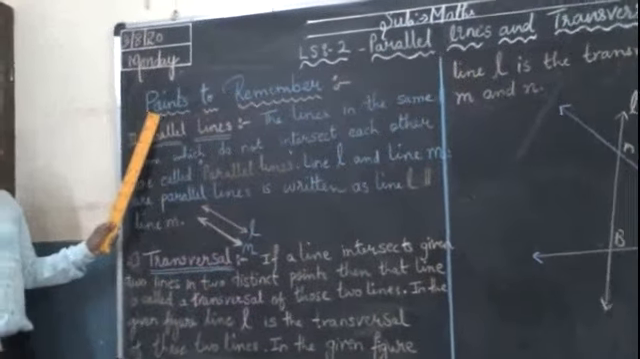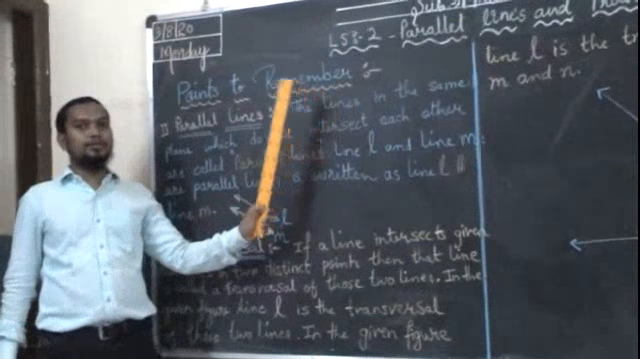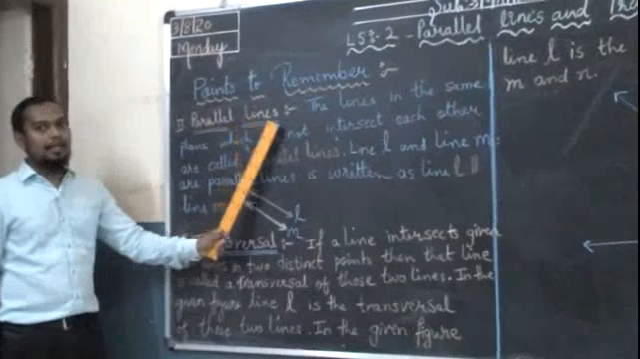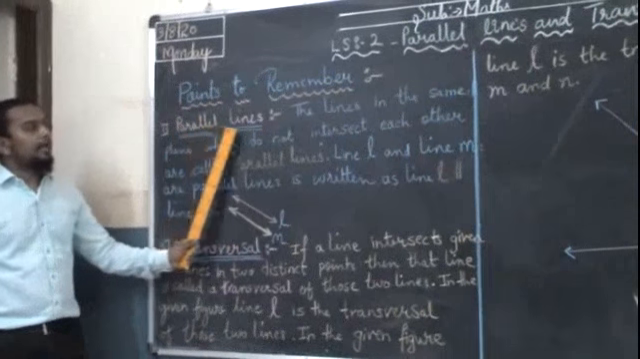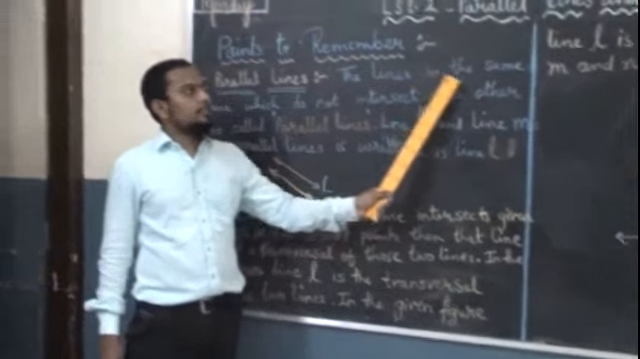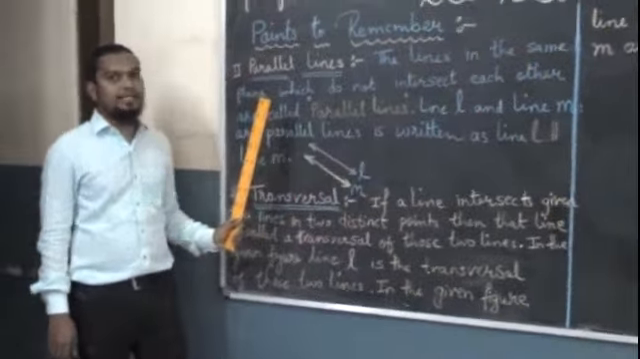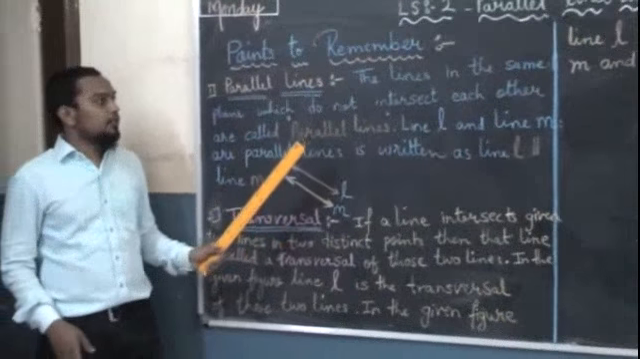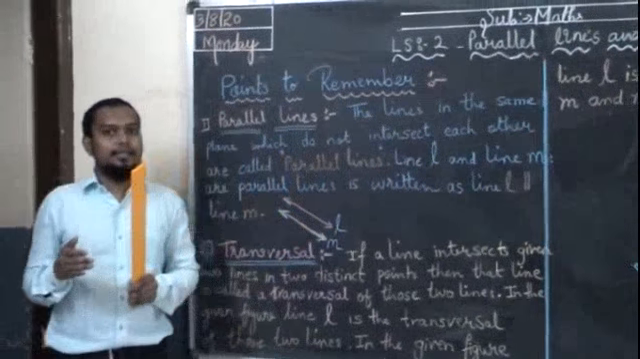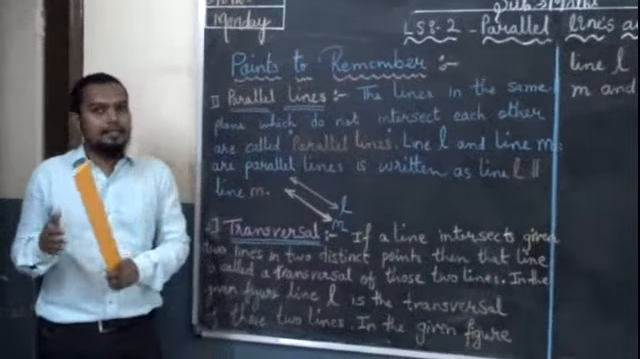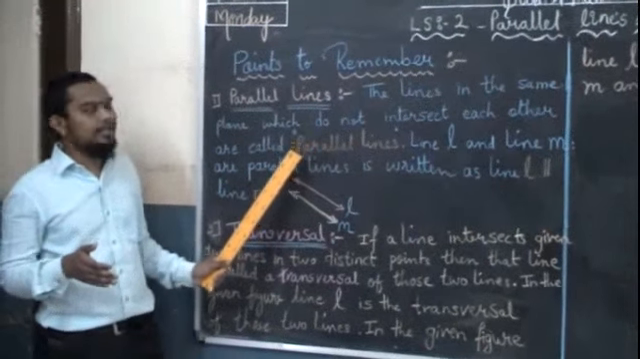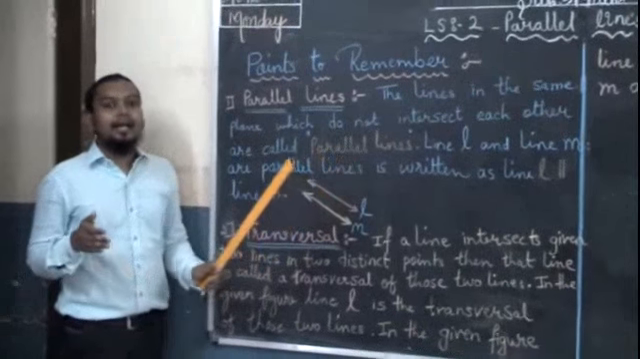Points to remember. First one, parallel lines. The lines in the same plane which do not intersect each other, that type of line is called a parallel line.